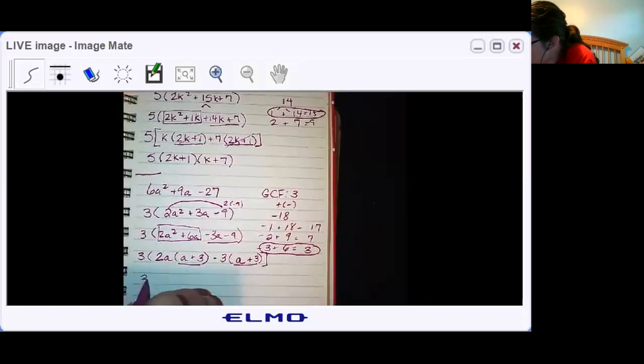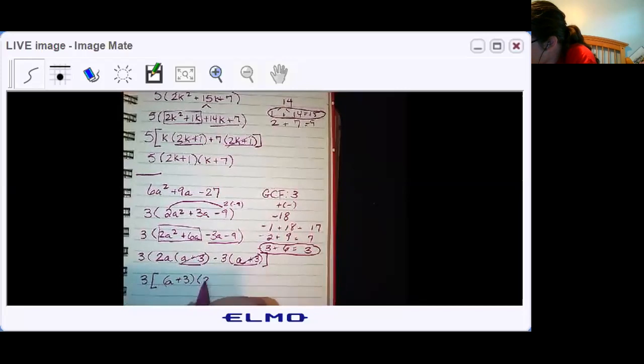So now I have 3 times, I've got my a plus 3's, and what I have left is 2a minus 3. Now, do I need these brackets? Not necessarily. So I could rewrite my answer as 3 times a plus 3 times 2a minus 3.